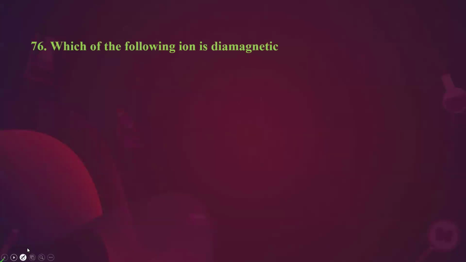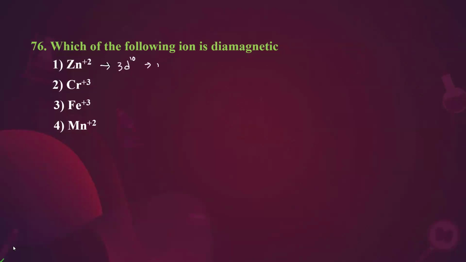Let's try one or two questions, then we will go to color formation. Which of the following ions is diamagnetic? I just told you, if you have Zn2+, it will have 3d10 configuration, so n is equal to 0, mu is equal to 0. It will be diamagnetic. Chromium 3+ is 3d3, you can see from that table also.